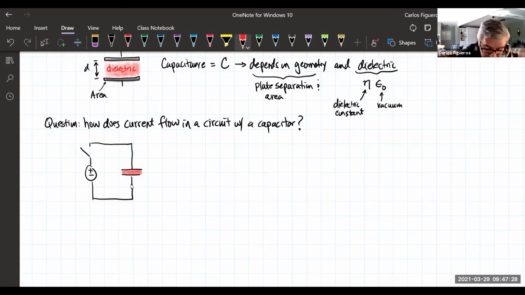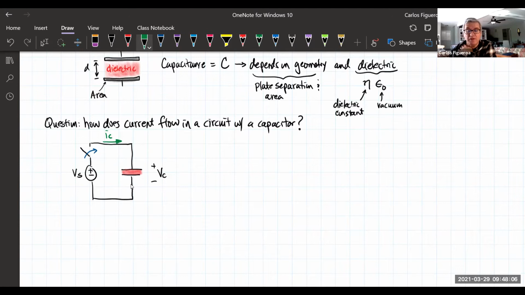So one of the things that you're seeing here is that, of course, this is my source. This is my capacitor, which is going to acquire some voltage. As soon as I close this switch right here, there's going to be some type of current flow. And I'm going to call that the current flow of the battery, which must be the current flow in the capacitor. So what actually happens here?